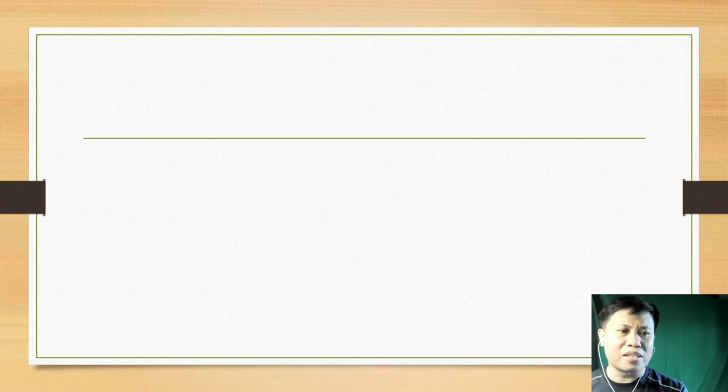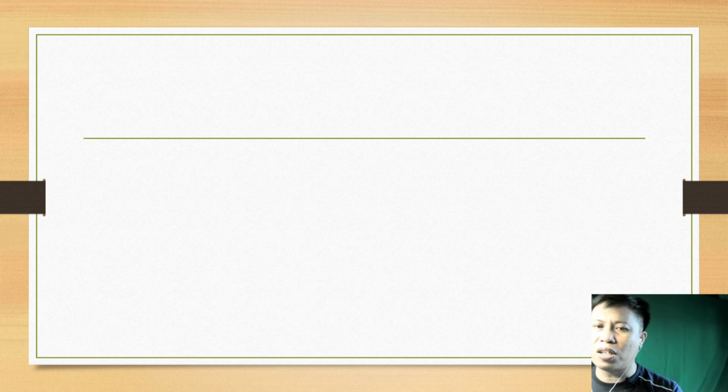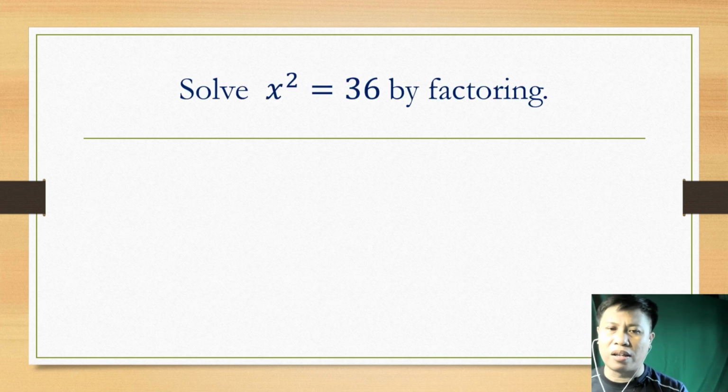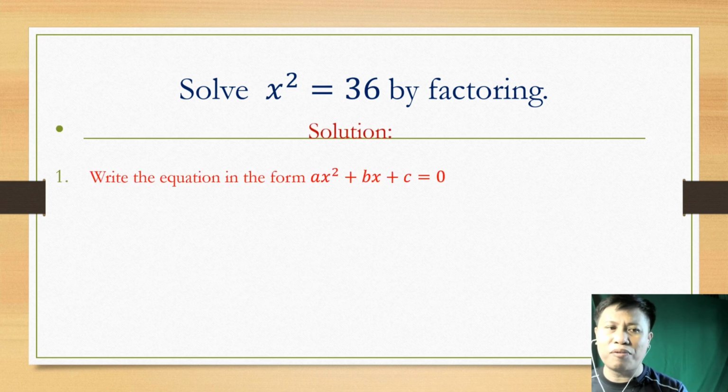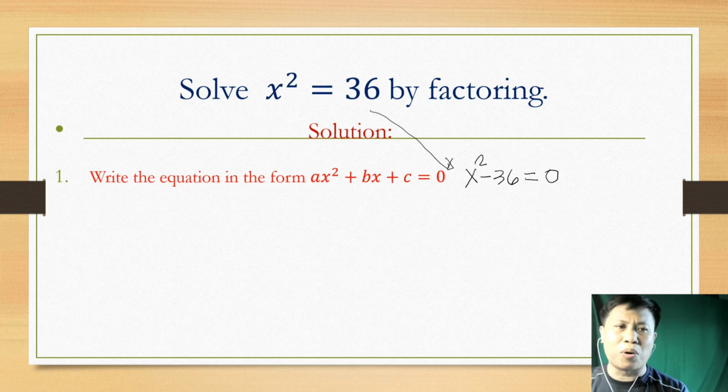Okay, let us have an example on how to solve quadratic equations by factoring. The given is x squared equals 36. To solve this one, first, we have to write the equation in standard form. So we can write this equation as x squared minus 36 equals 0. So that's the standard form.